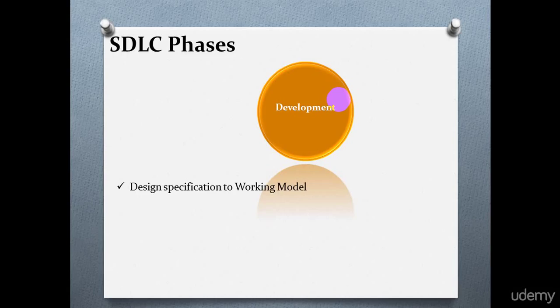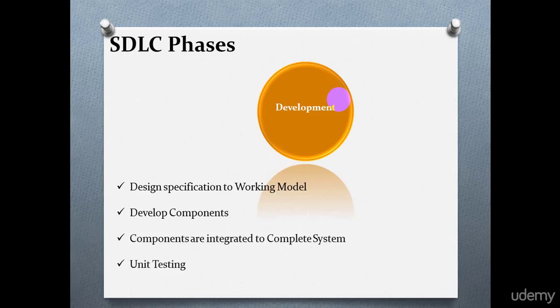Once the components are built by the developers, they are integrated to form a complete system. In this phase, the development team also tests the components and system against the requirements. This is called unit testing. Results of unit testing are documented. Unit testing is done to ensure the system is ready to deliver to the testing team to test the various functionalities.